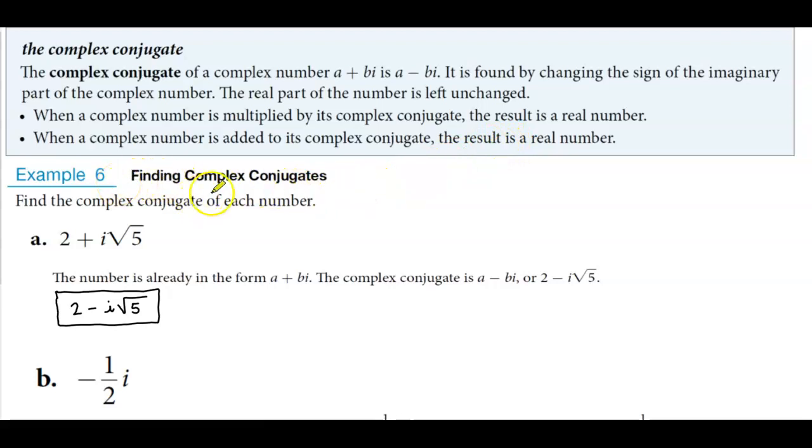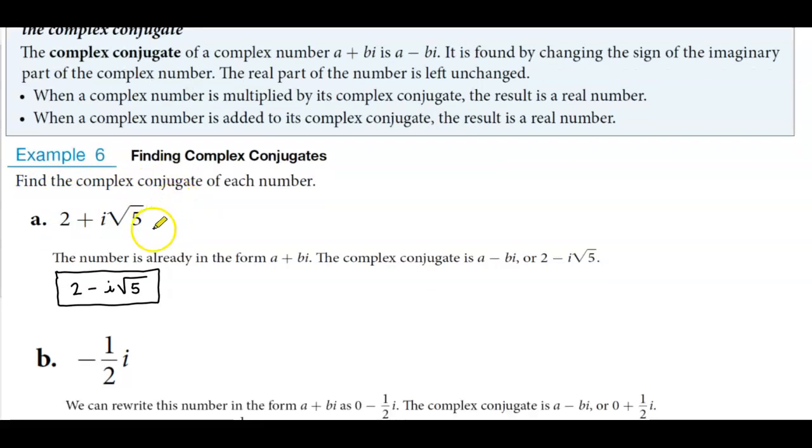Example number 6, we're finding complex conjugates. Find the complex conjugate of each number. For part A, we have 2 plus i times the square root of 5.